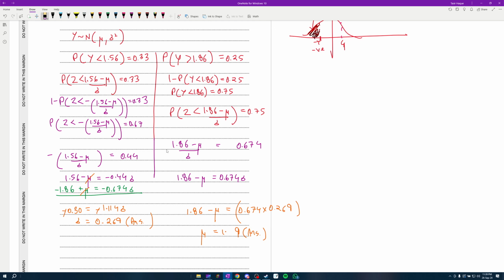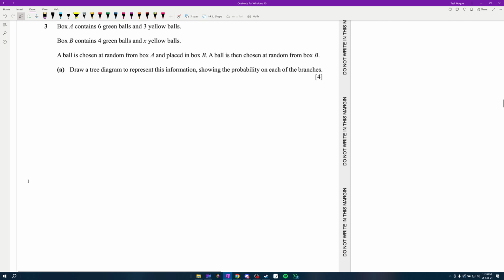Maybe I made an error here. Wait. 0.3 divided by 1.114. Yeah, it's 1.68. Sorry, I made an error in the calculator working. Okay, so yeah, these are our answers. Moving on to question number 3.